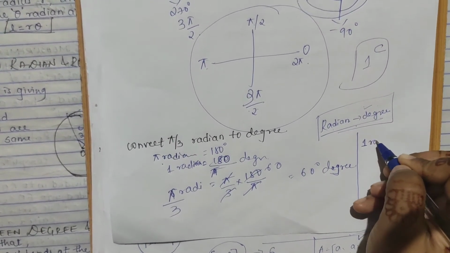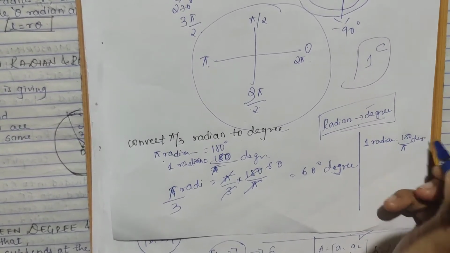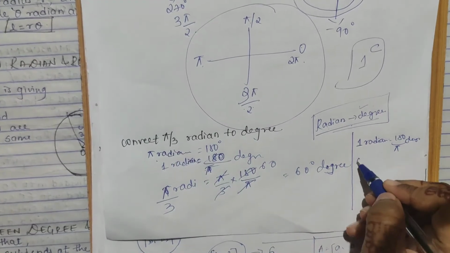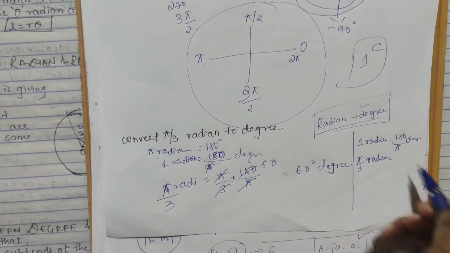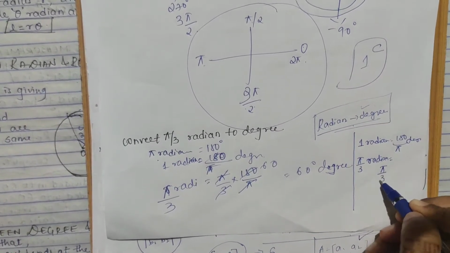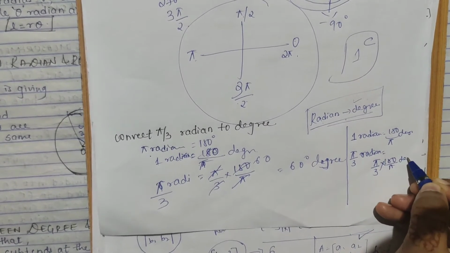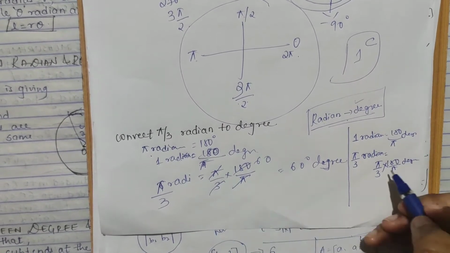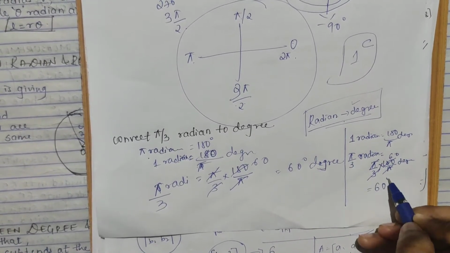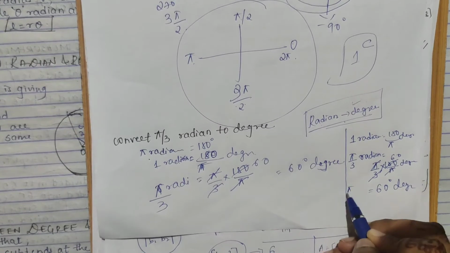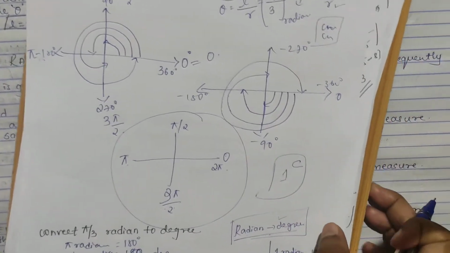For 1 radian, how much will it be? 180 by pi degree. So the same for pi by 3: pi by 3 radian will be pi by 3 into 180 by pi degree, right. The same formula. See, pi gets cancelled, 3 ones are 3, 3 sixties are 180, so you get 60 degree. Your pi by 3 radian is equal to 60 degree, as we did with the formula, right.